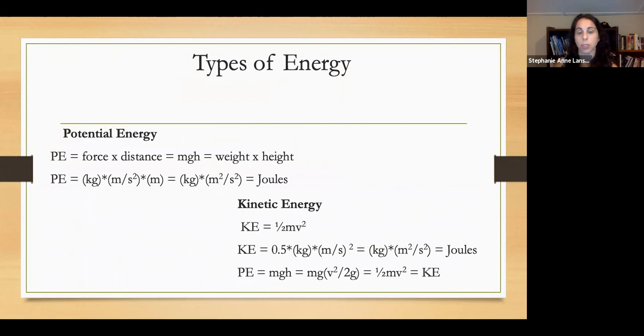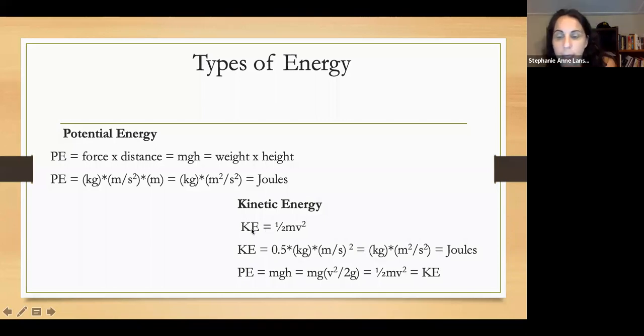So again, when we look at potential energy versus kinetic energy, these are the equations that we're going to be using. Potential energy is the force times the distance, which is mgh, mass times gravity times height. Weight is the mass times gravity, and then times the height. So we have kilograms, and meters per second squared, that's the units for gravity. 9.81 meters per second squared is the unit for gravity, times the distance in meters. So kilograms times meters squared divided by seconds squared equals joules. That's the unit for joules, and that's our potential energy.